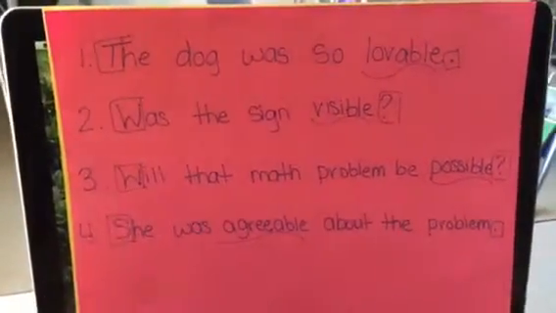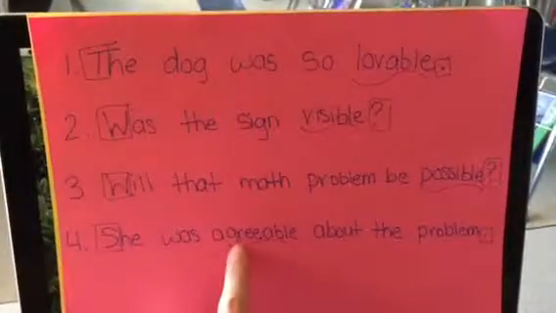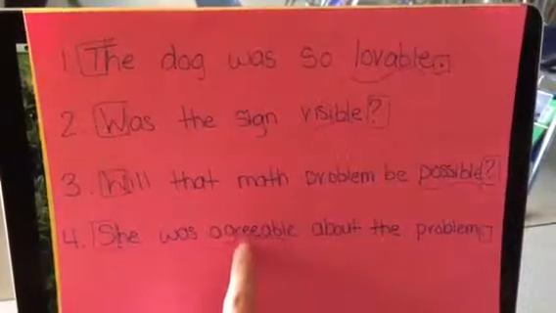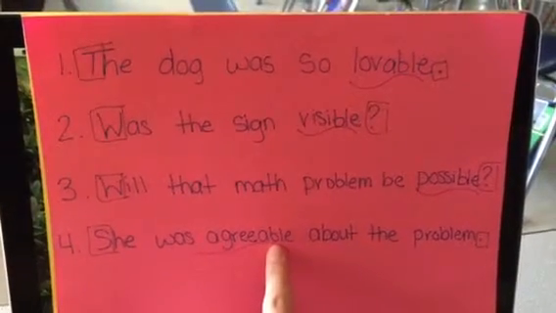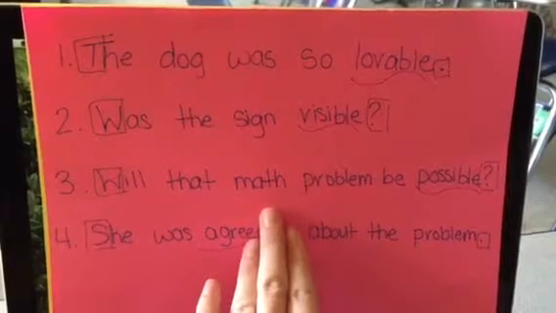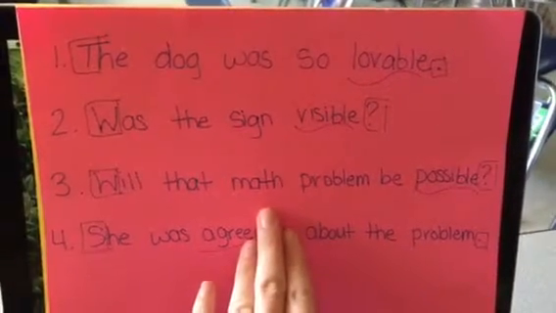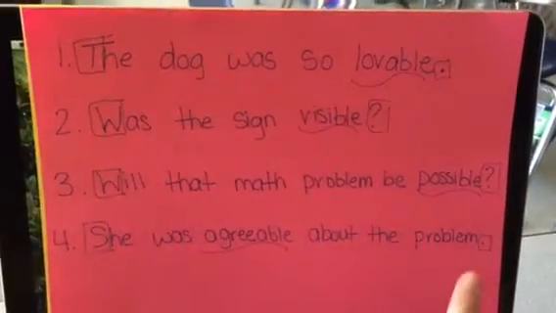Number 4, she was agreeable about the problem. I know how to spell agree, and then I added able to the end. And we know our able words are words that could stand alone without the suffix. So agree is a word that could stand alone. I capitalized my S at the beginning of the sentence, and I put a punctuation, a period at the end.